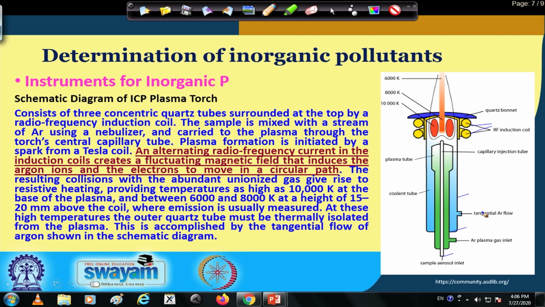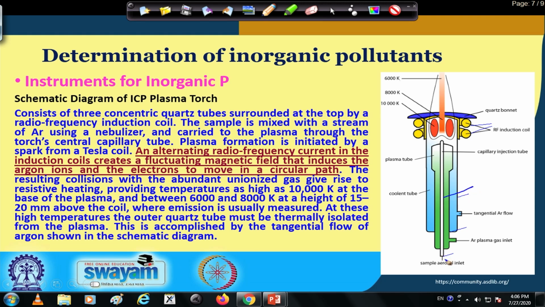The sample is mixed with a stream of argon. The sample is injected mixed with a stream of argon using a nebulizer. You remember we have talked about the nebulizer in the construction of this ICP. The sample is mixed with the stream of argon, because it is inert in nature, using a nebulizer, and then carried to the plasma through the torch central capillary tube. This white one is the central capillary tube, as you can see.